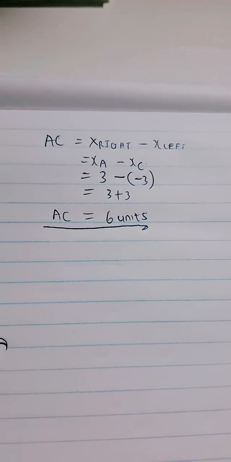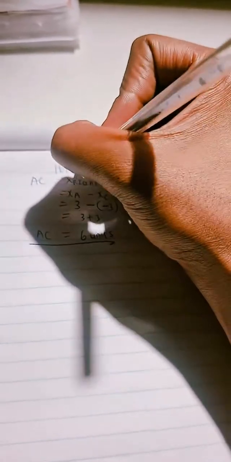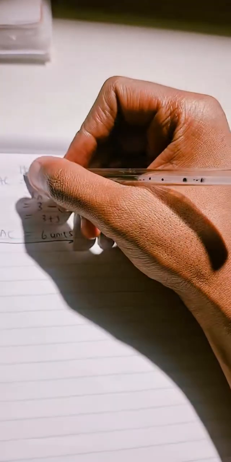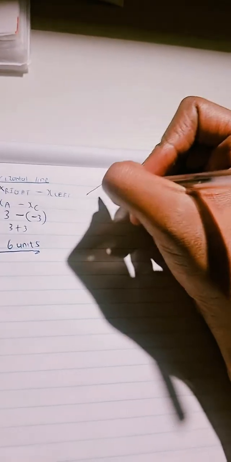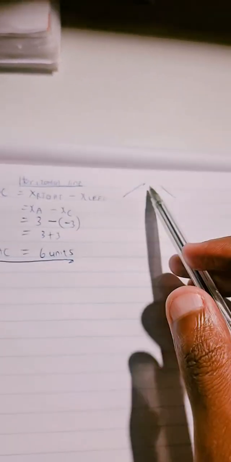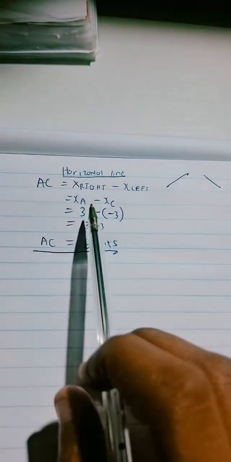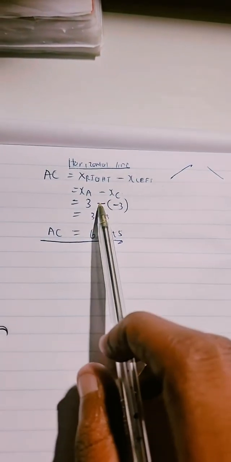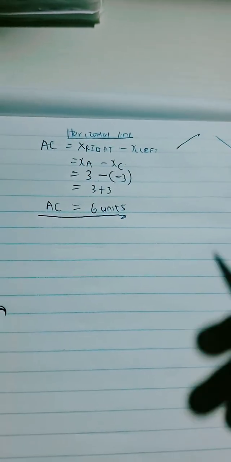All right. So this is straightforward. You can use this approach only for a horizontal line. You can't use it, guys, for a line that has a positive or a negative gradient. You can't use x right minus x left. For these kinds of lines, you have to use the distance formula. You have no choice. But for a horizontal line, you can say x right minus x left, as well as the distance formula if you want. But this is pretty straightforward.